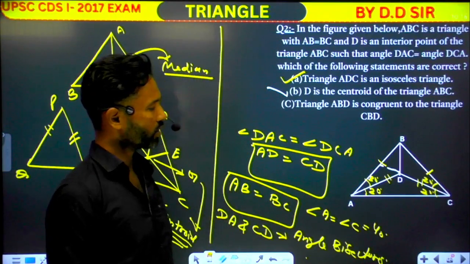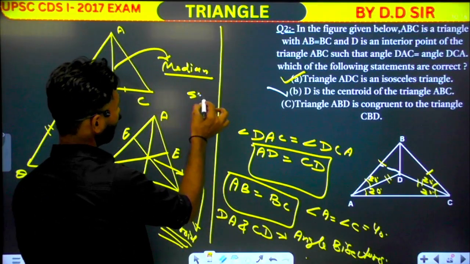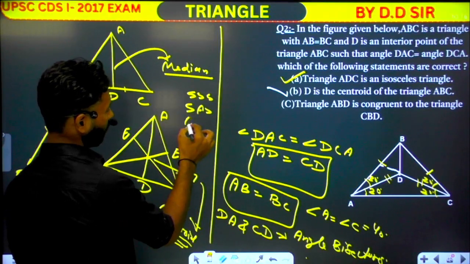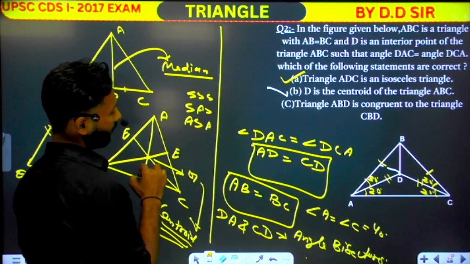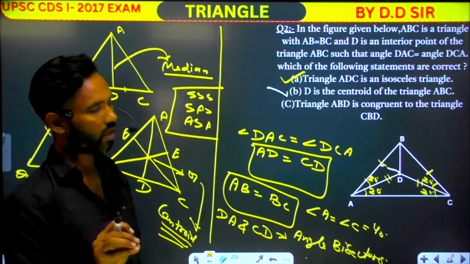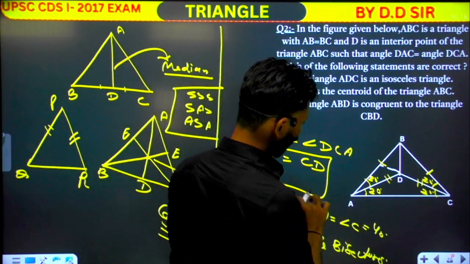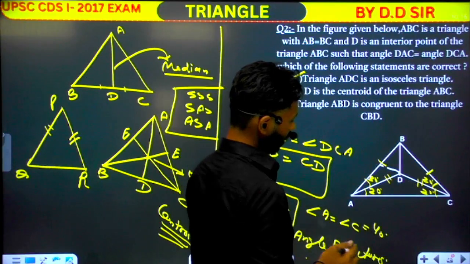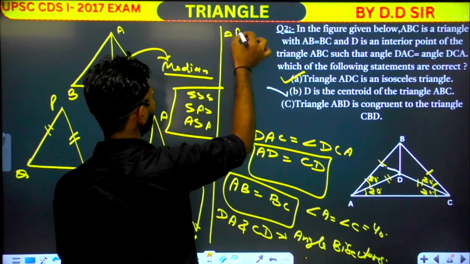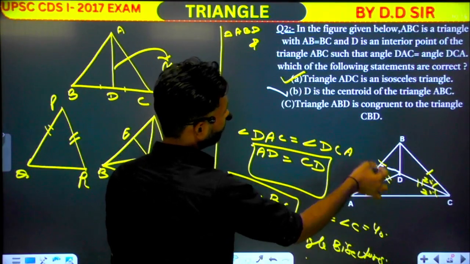To prove any triangles congruent, you have three kinds of conditions. Number one, SSS, side side side. Second one, SAS, side angle side. Third one is ASA, angle side angle. So these are three properties to prove two different triangles congruent. Now what can we say? I'm writing down here. One is triangle ABD, and another is triangle BDC or CBD.